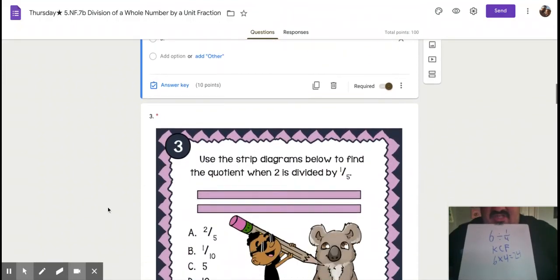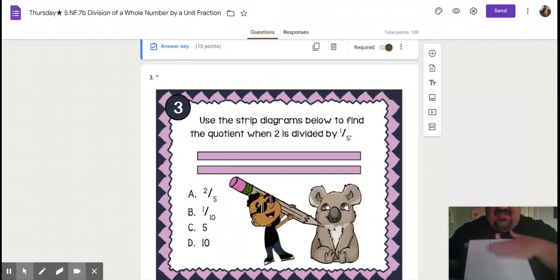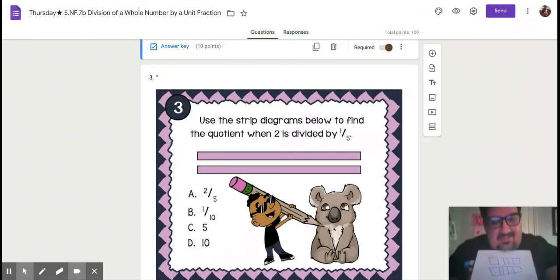So again, good job. So again, strip diagram, same thing. We can draw the strips just like this. And then it's asking you if I split them up into fifths. How many pieces do I have now? Well, we could count 1, 2, 3, 4, 5, 6, 7, 8, 9, 10. Where's the 10 at? I don't see 10 on there. Do you guys see 10 as an answer? I don't know. Do you see it?